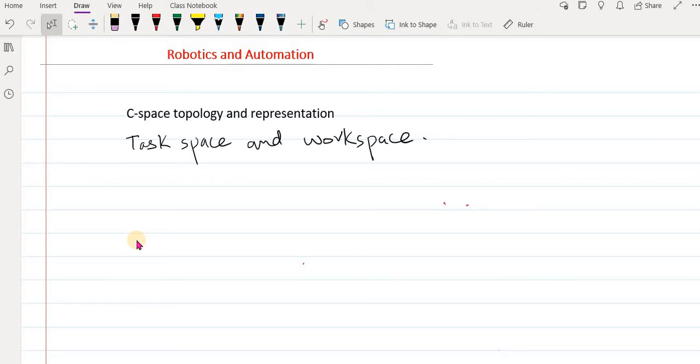In this lecture, we shall talk about C-space topology and representation. And then we shall also study about task space and workspace. So before beginning the lecture, let's revise a little bit from the previous lecture what we studied.